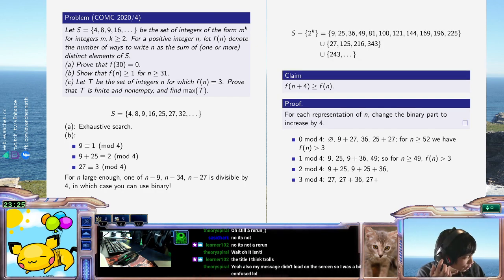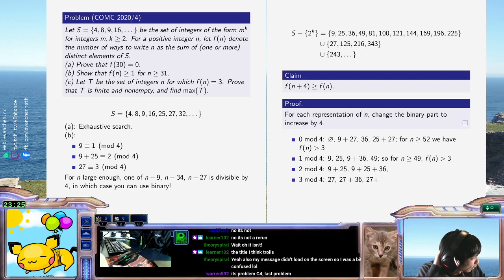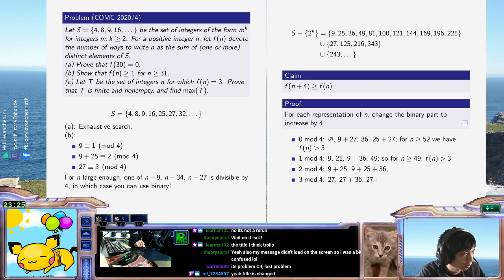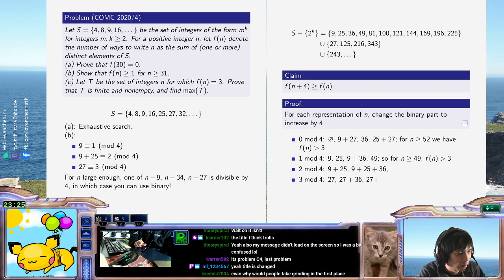Didn't I change the title? Did I not change the title? Why would people take grinding in the first place? So that they don't die on the test when an actual grinding problem comes up? It's also fun in like a masochistic kind of way because the problems are so bad. They're so bad it's good kind of thing. It's a lot of the same reason people take anti-problems, because the problems are so bad that it's funny.